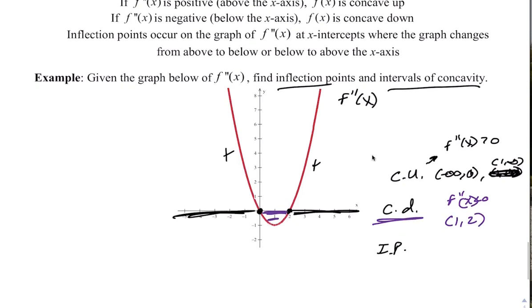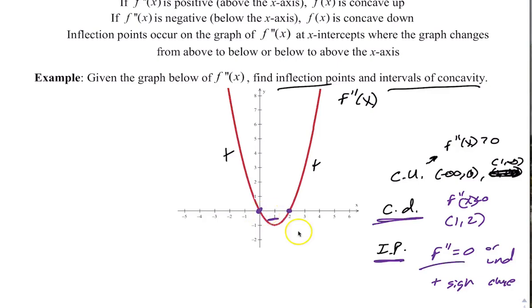Right? And then finally, inflection points. How do you find inflection points? It's when the second derivative is equal to 0 or undefined. And don't forget, you also need a sign change. So look at our graph right here. I know I've written all over it. Let me clear it off a little bit. Right, so here's where it equals 0. So that's where it equals 0. We got that. We don't have any undefined.